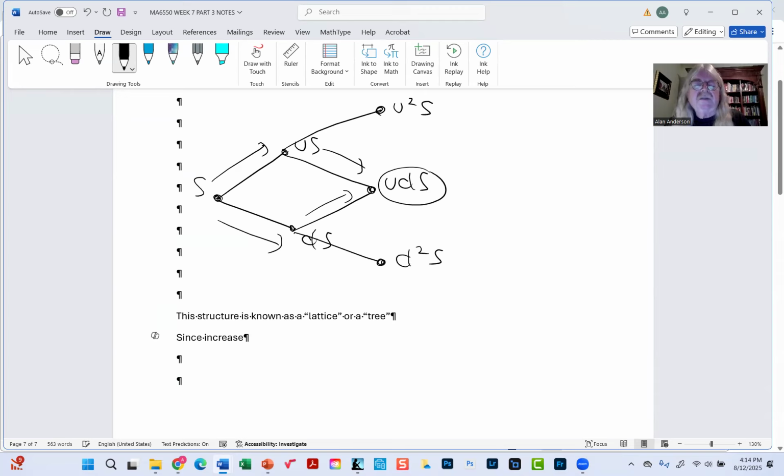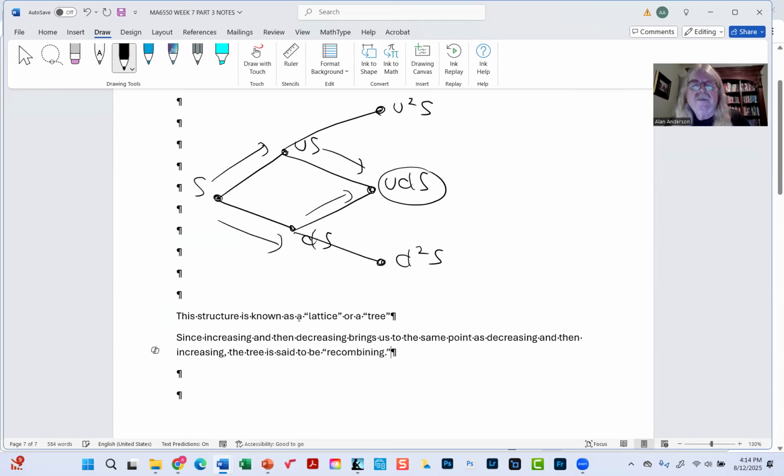Increasing and then decreasing brings us to the same point as increasing and increasing. The tree is said to be recombining. And furthermore, UDS is the same as S.